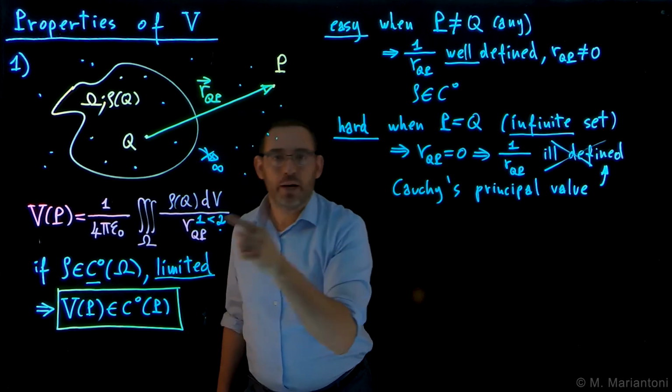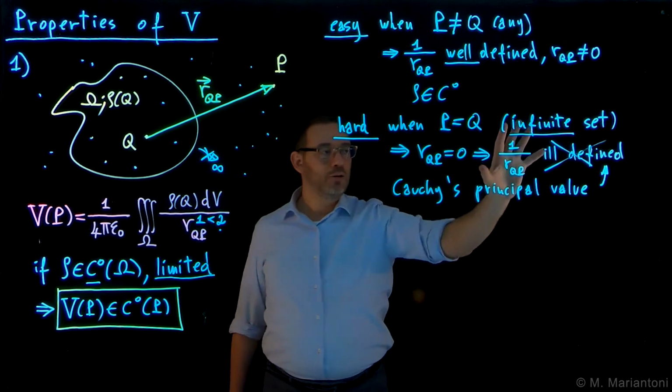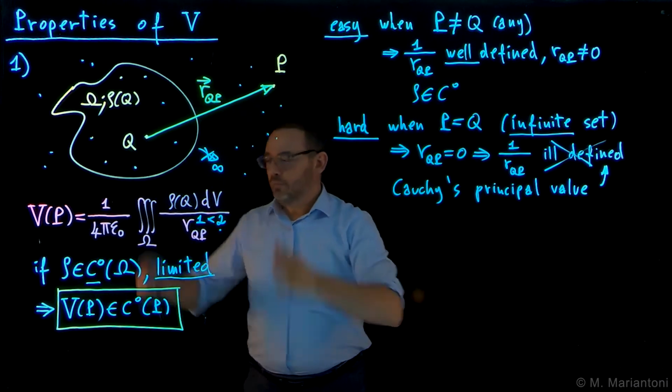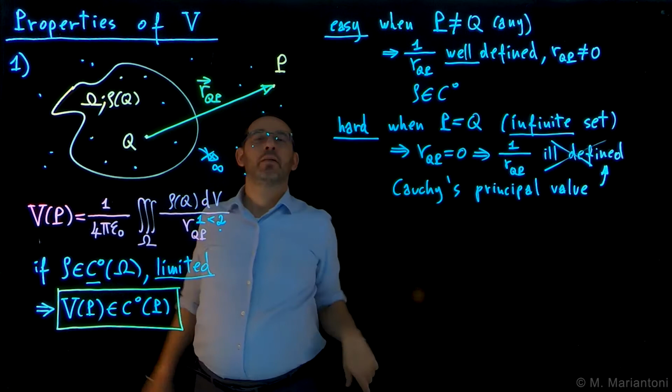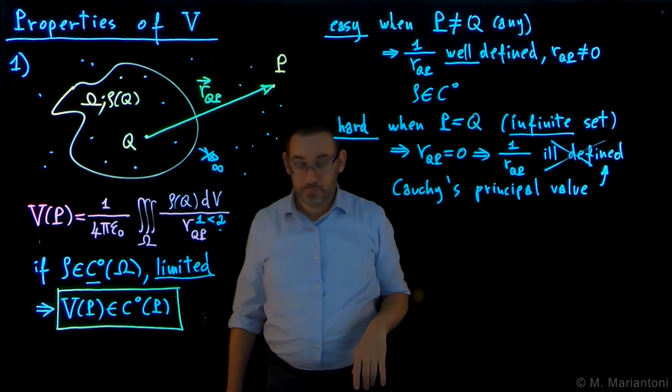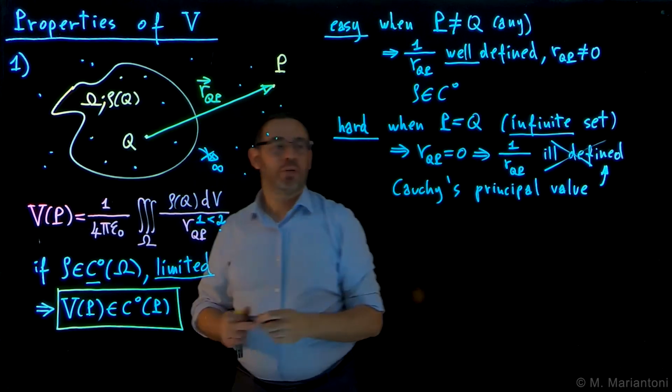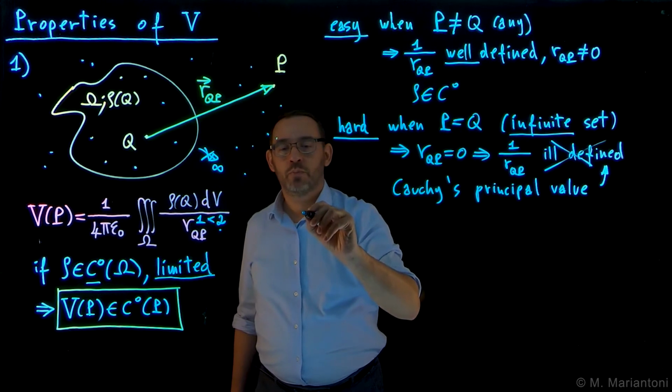In the case of the potential, 1. In the case of the field, 2. Okay? That solves all these problems. So, bottom line, V of P is always continuous at any point P, even within the region where the charge is distributed. That's the first key property of the electrostatic field.